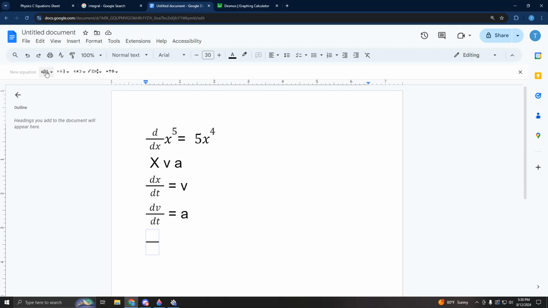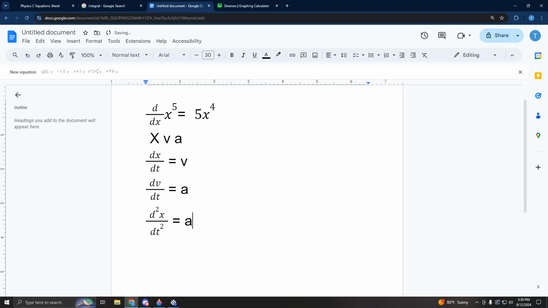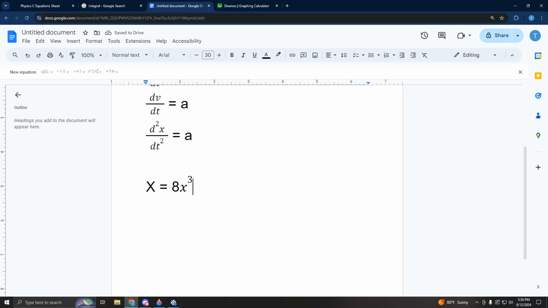So then that would be what's called the second derivative, which would look like d squared x over dt squared. So that's the second derivative. It basically just means you take the derivative twice. And so this is useful because if you're given a position function, x equals 8x to the third, and it asks you what is the acceleration.